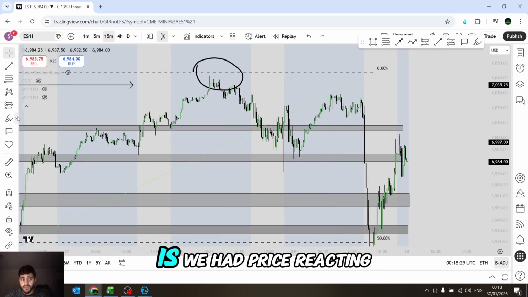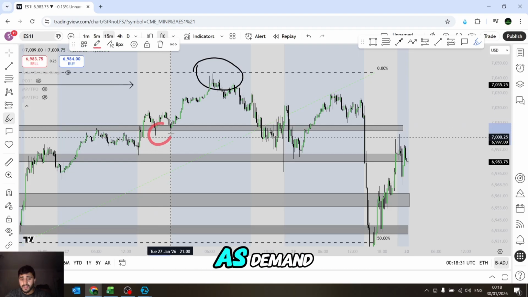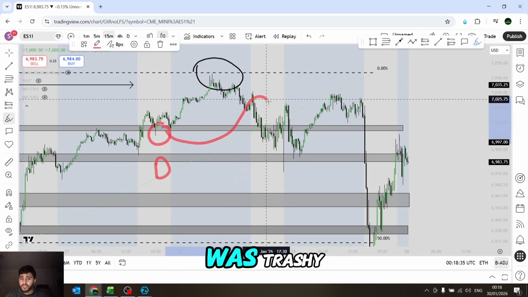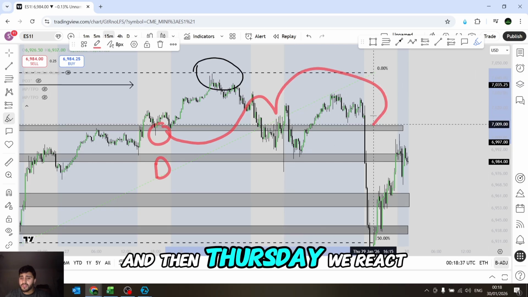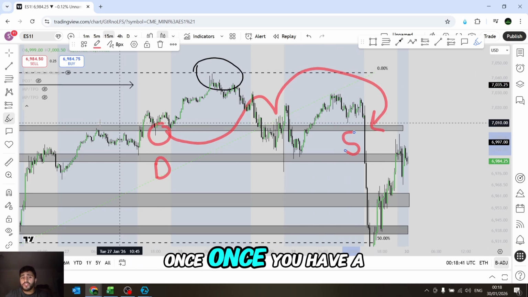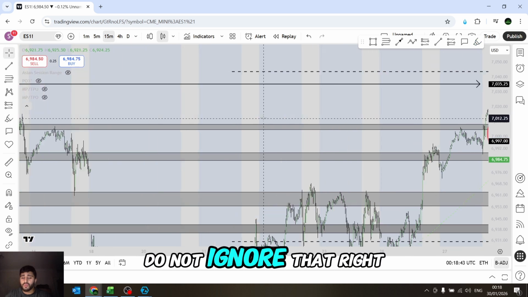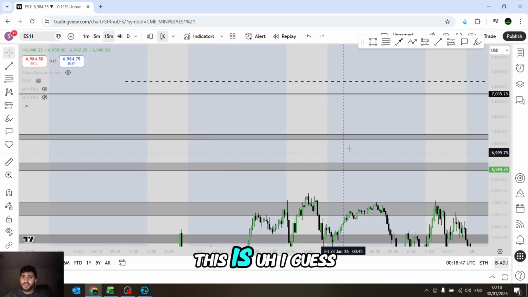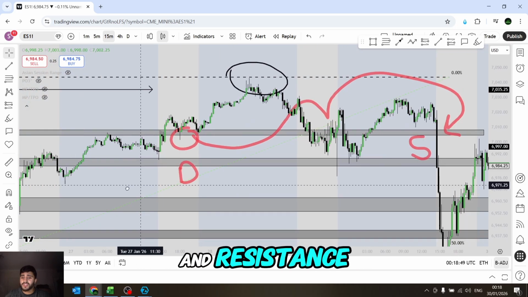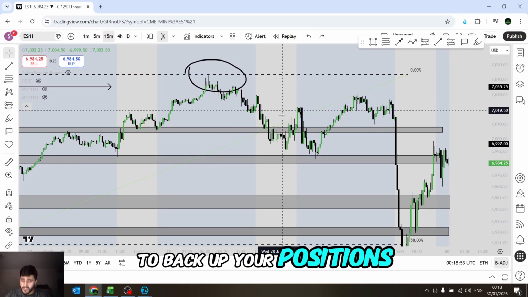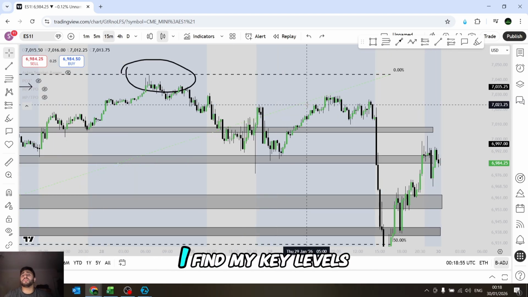So what's going on here is price reacted as demand, or buyers were in control, and then of course FOMC was trashy, and then Thursday we react as supply. So the lesson here is once you have a good key level, do not ignore that. Do not ignore what was going on in previous days, right? You could call this support and resistance, but at a higher level, because you're using order flow to back up your positions. That's how I find my key levels.